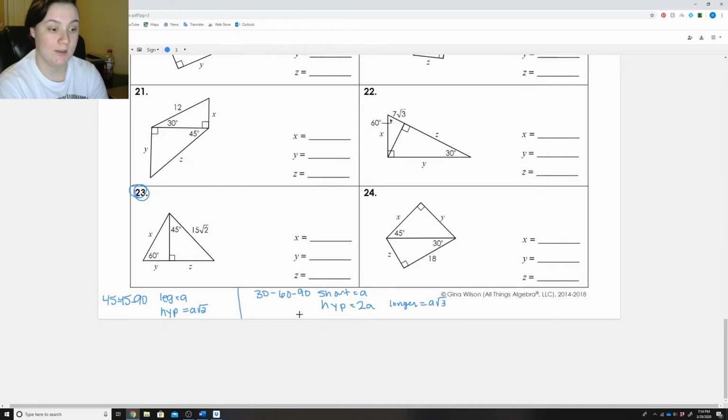Okay, so I've copied it down here so that we can go over number 23 together. So let's go ahead and look at the triangles we have. We know that this is going to be a 90-degree angle as well, since it makes a straight line. This one's going to be a 35.